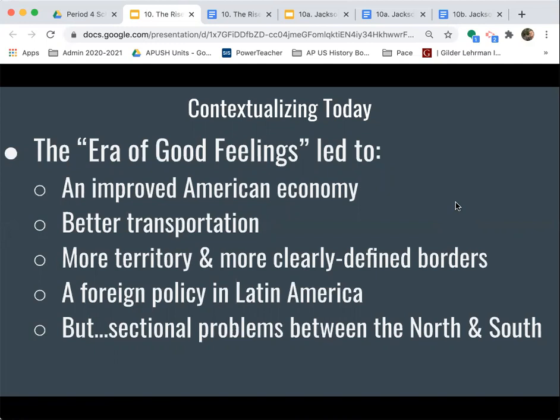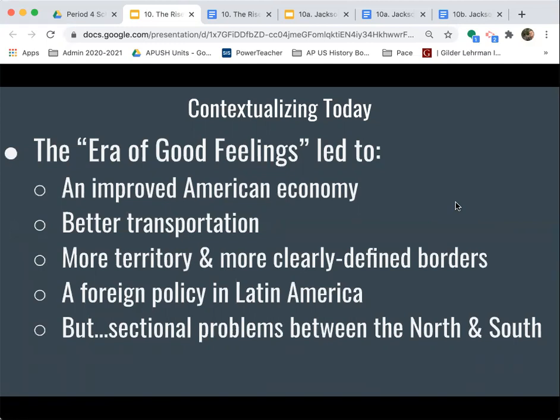So Jackson is a war hero that is really the product of this Era of Good Feelings. Now, the Era of Good Feelings has given us an improved economy, but it's also given us a more industrialized economy, that is worrisome to some of the farmers and the agrarian and the former Jeffersonian perspectives on society. It's given us better transportation and infrastructure.